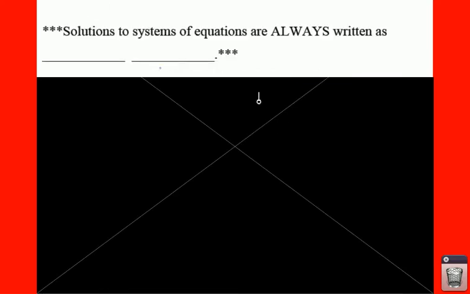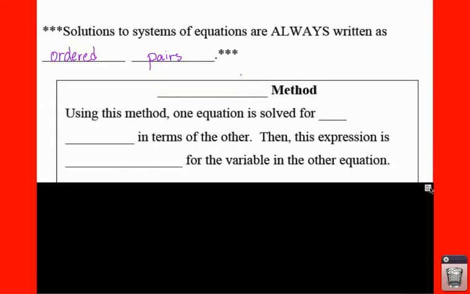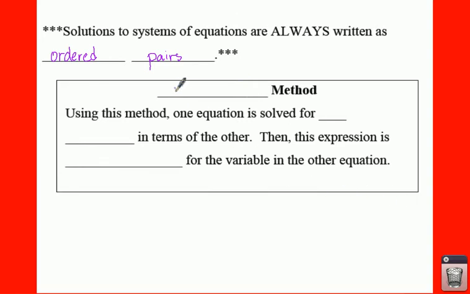So let's move on to the next method. Whenever we find the solution to a system of equations, if you have a couple numbers, you always want to write these as ordered pairs. So you want to write ordered pairs here. So if these are ordered pairs, then when you fill the rest of this in here, we're going to use the substitution method first.